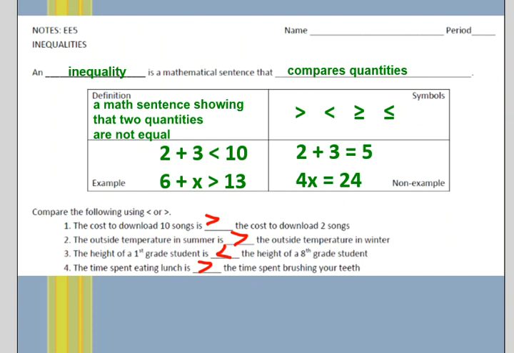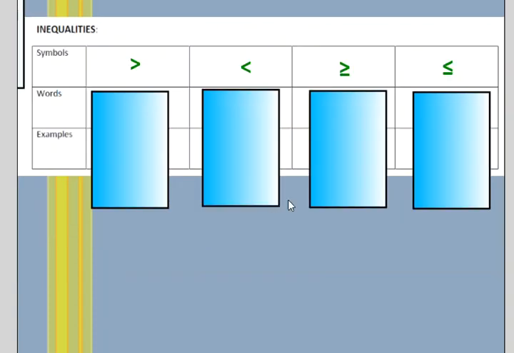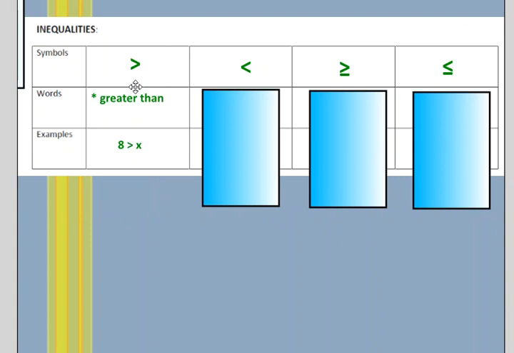All right, so we're just getting started with inequalities, but if you need more time, pause the screen because I'm moving on to the next part now. All right, those symbols we talked about. There's the greater than symbol. Let's start with that one. The greater than symbol in word form, we know that's the greater than symbol. That's the words of it, greater than. And here's an example. 8 is greater than x. We don't know x's value, but we do know 8 is greater than it in this example. So there's our first symbol.